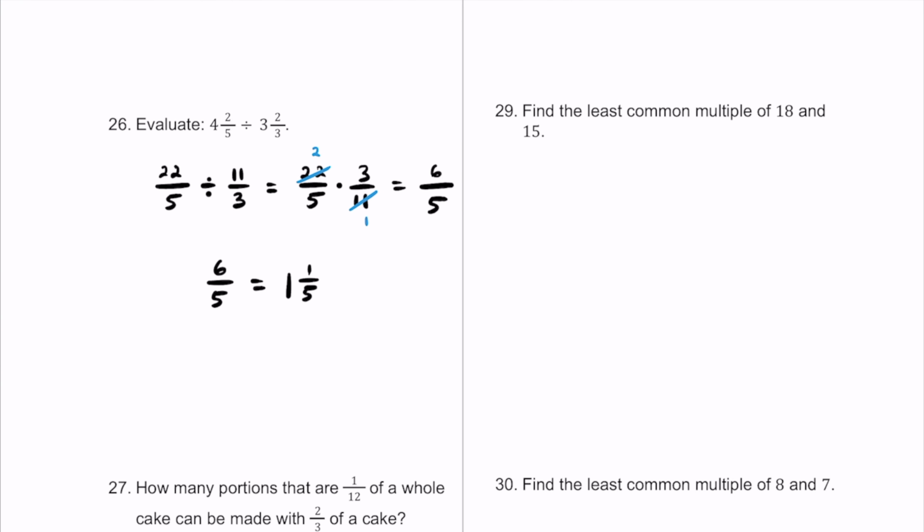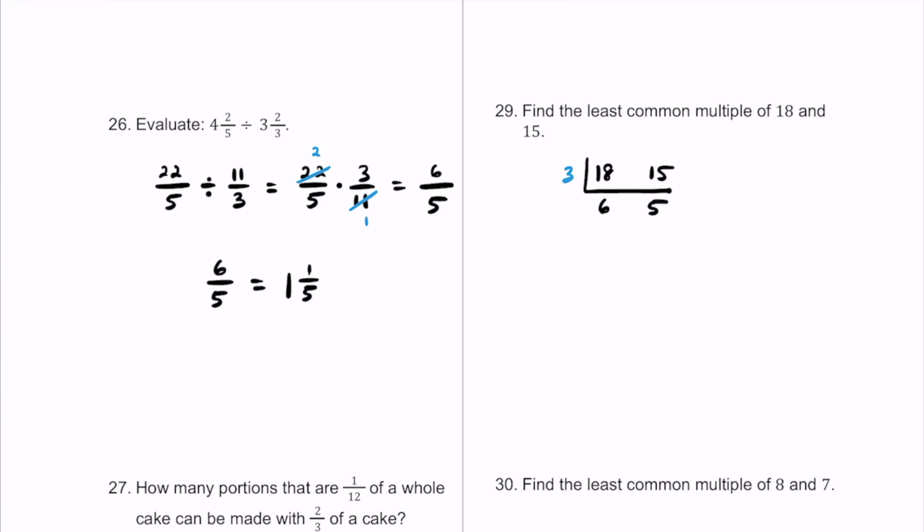For 29, we have to find the LCM, or least common multiple. So we have 18 and 15. Let's see what they have in common. So you find the GCF first. So looks like 3 is a common factor. That goes in 6 times and 5 times. And I think that is it. So 6 and 5 are relatively prime.